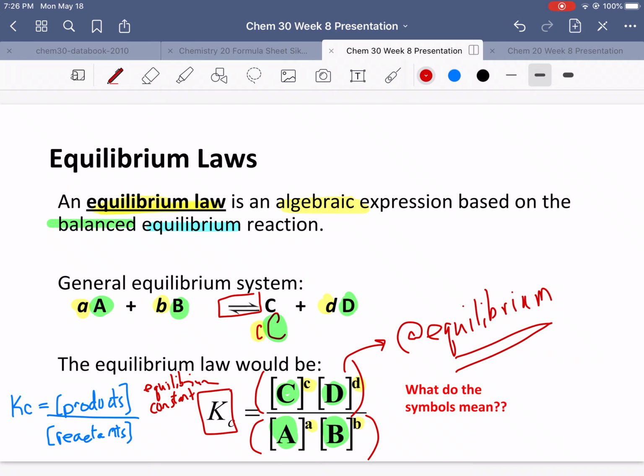This first lesson here is just going to be about properly building these equilibrium laws. We're not going to do any calculations yet. We'll get to that in the next podcast. But there are a few rules associated with this, and if you get the rules off, you're going to make the laws wrong.